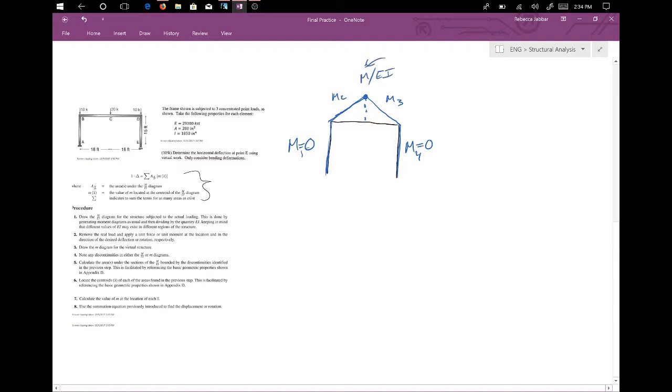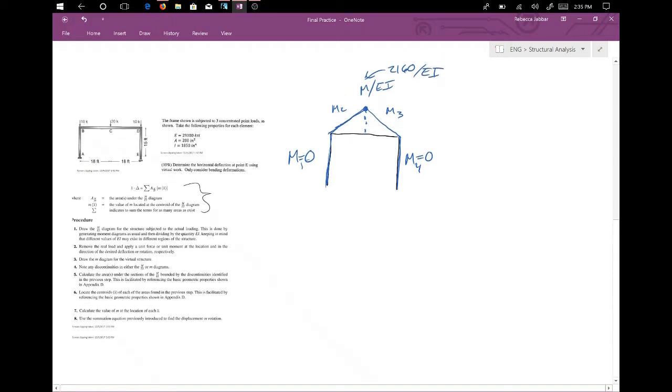We would just plug in this value. So that max value is going to be 10 times this whole distance from B to C or C to D, and that's 216 inches times 10. So our max moment is 2160 divided by EI, just if you'd like to know.